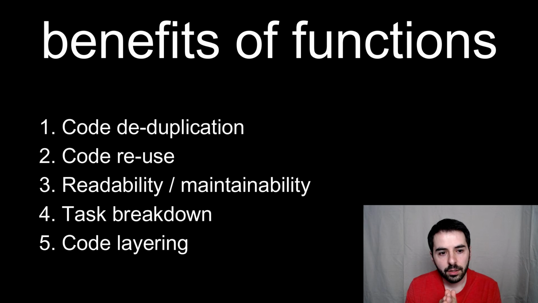So I think these are the five: no code duplication, code reuse, ease of reading and maintenance, then dividing or splitting tasks into smaller tasks, and finally building these layers of code with functions. These are the five benefits I can think of, and I think this covers pretty much all the others. There are some variations of each one, and we don't need to know. Basically, this gives you an idea.